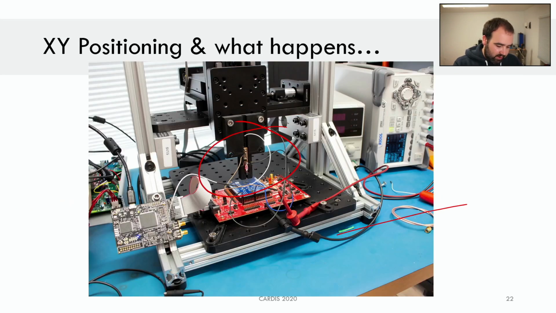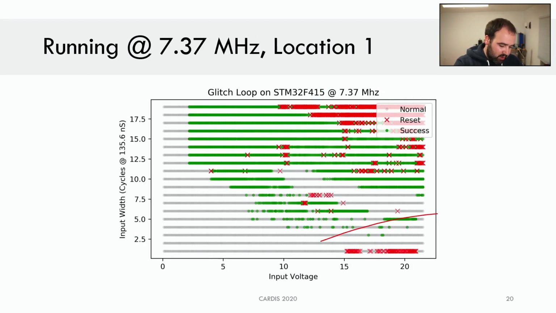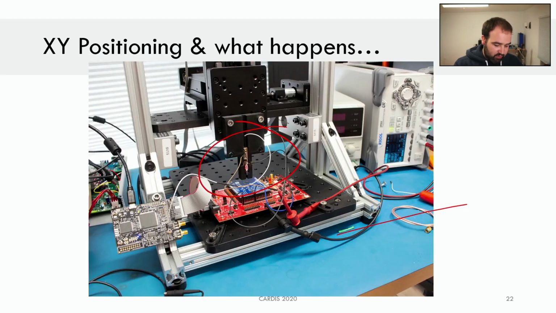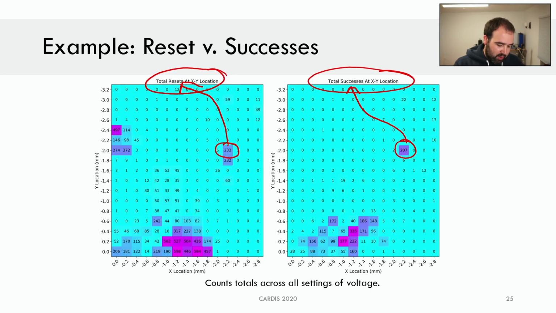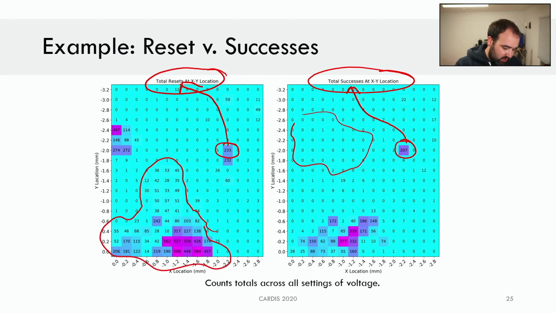So if we look back at this figure, for example, if you took this width along here, you would see that you have both successes and resets at that same location, depending on the voltage setting, in that case, for a fixed width. So that's why we have locations that have both successes and resets, because it's measuring a total. And we also see that there's some more sensitivity down in this area than up here, where there's really not a lot going on.